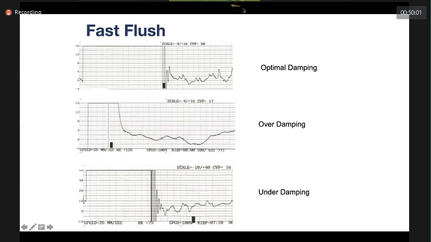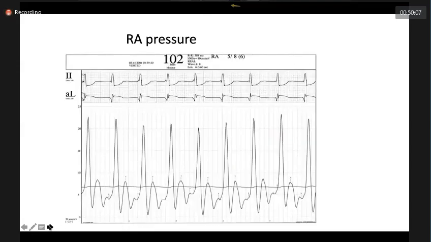In the ICUs generally they do this kind of flush method and all. Generally we don't do this in the cath lab.